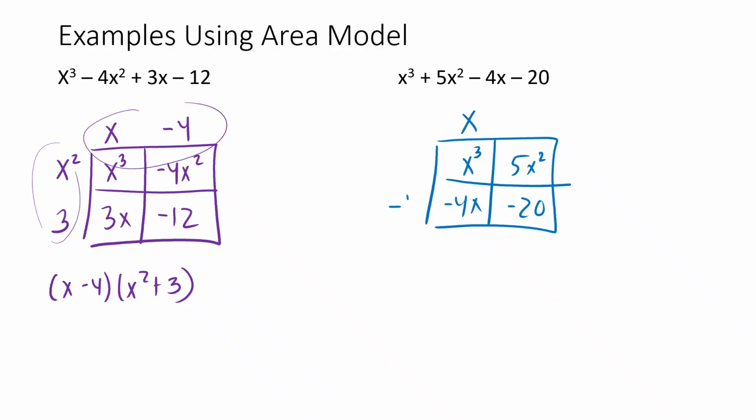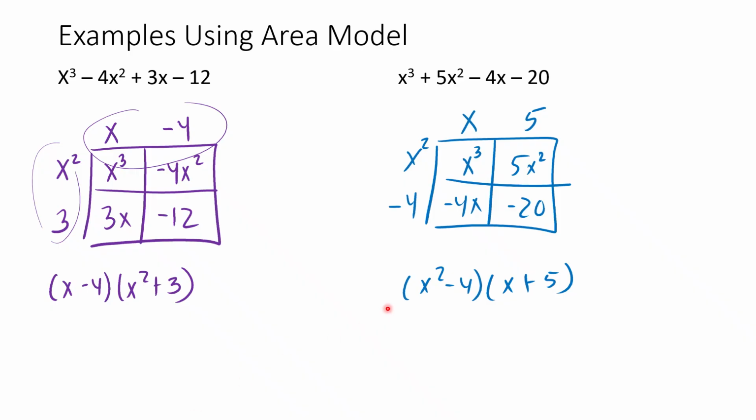And therefore, that would have to be negative 4, since negative 4 times x would give you negative 4x. This would have to be x squared, which means this has to be 5, and then you can check negative 4 times 5 is negative 20. And so my factors are x squared minus 4 and x plus 5.